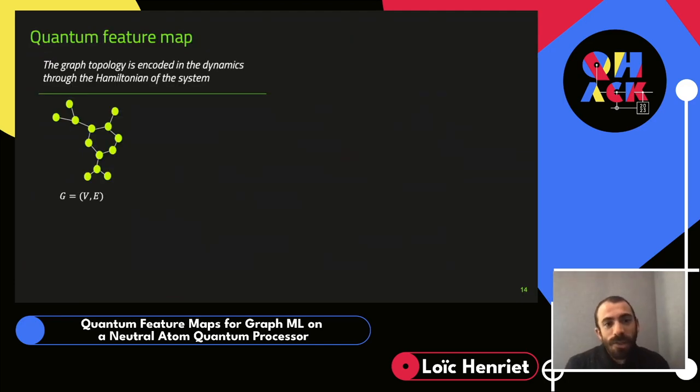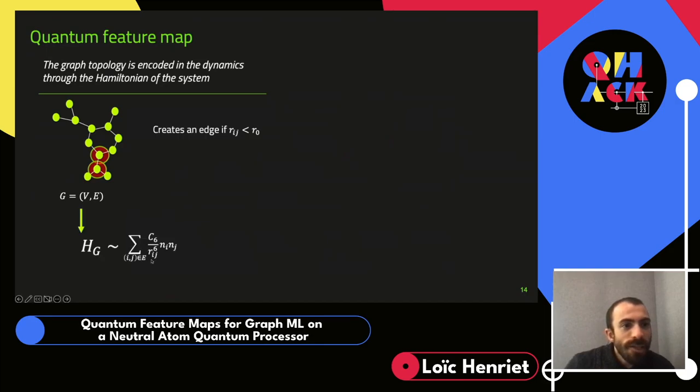So how does that work in more detail? Well, let's imagine that you have this conformation of atoms in the plane. Roughly speaking, you can consider that the dominant interaction terms are those for which the distance between atoms is lower than a given threshold, which is called R0 here. And so the sum over the interaction terms in the Hamiltonian becomes restricted to the edges in the graph. In that way, you embed some information of the graph, so which nodes are connected to the other ones, into the quantum dynamics through the Hamiltonian. And after the dynamics, we will then obtain measurements which are graph specific.